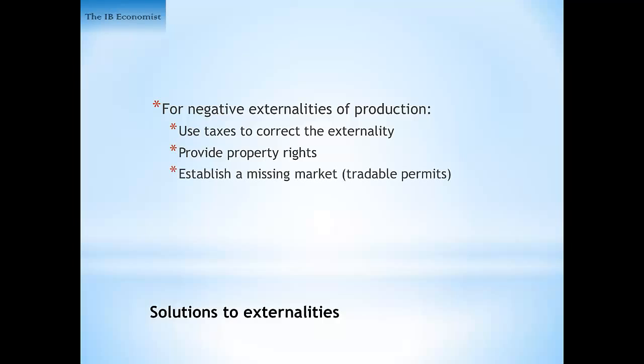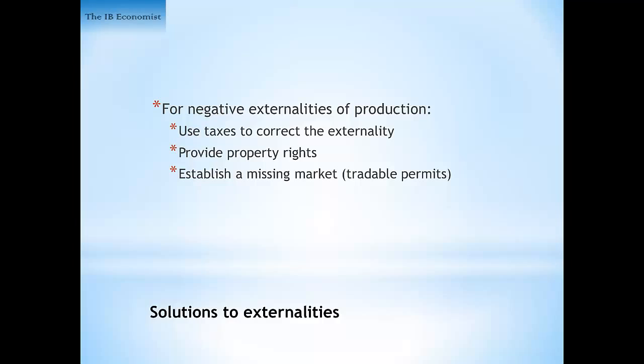A third solution would be to establish a missing market, such as a market for tradable permits. If in order to pollute a person needs to buy a tradable permit, then this tradable permit would establish the price of pollution. Now what is important is that in these missing markets everybody can participate. So the harmed society would also be able to bid for the tradable permits if it does not want the factory to pollute its ground.